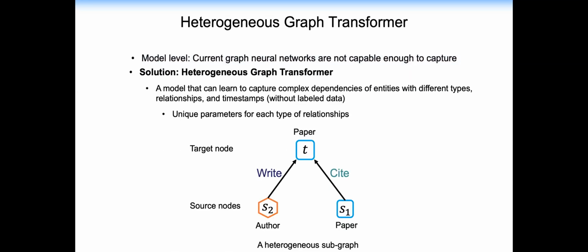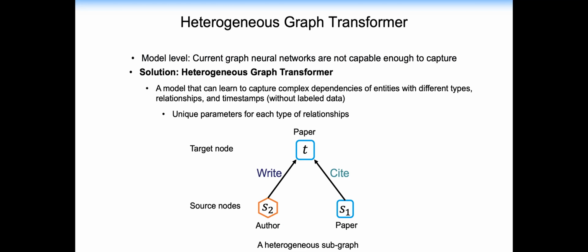So to address these two issues or challenges at these different levels, at the model level, we introduced the heterogeneous graph transformer. It is a model that promises to learn the multi-relation dependency between different types of entities, and at the same time, it has the dynamics of the knowledge graph in mind. The basic idea is that for each type of relation, the model tries to assign and maintain a unique set of parameters.